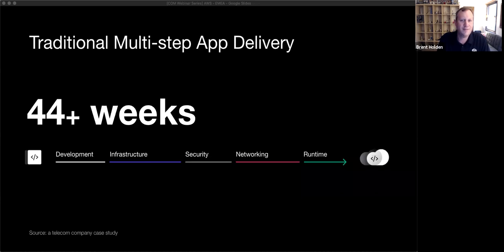That's really what DevOps is all about: accelerating agility and making people more self-sufficient with the platform.